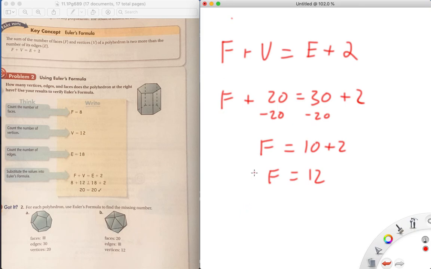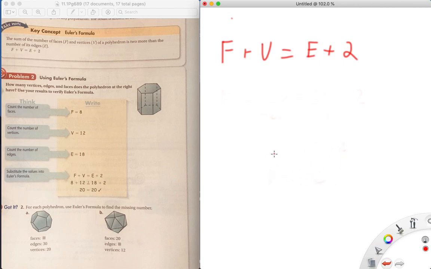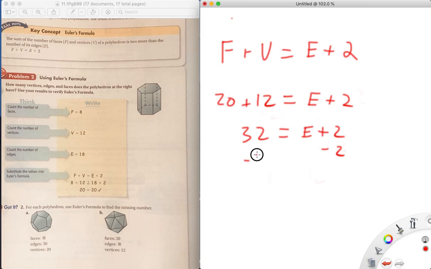For example B, they give us that we have 20 faces, and we have 12 vertices, and we're looking for the number of edges. So I have 32, I'm adding 20 and 12. I can subtract 2 from both sides, and I have that the number of edges for that particular polyhedron is 30. This is a pretty neat equation, pretty simple to execute.